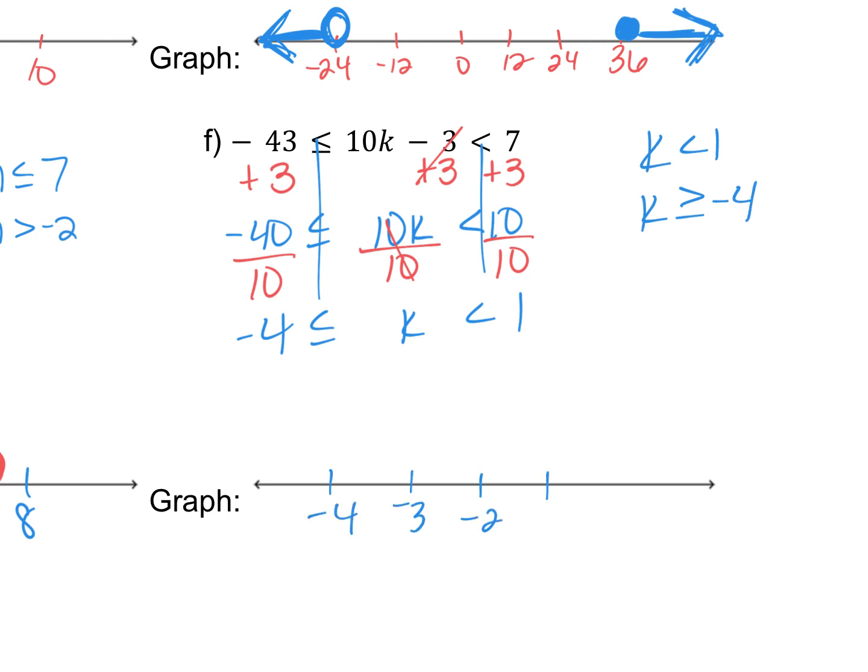So negative 4, negative 3, negative 2, negative 1, and 0. Cool. So open dot, oh, I guess I need to go to 1. Sorry, I thought it was a 0. Okay, so open dot at 1, closed dot at negative 4, and it's less than 1 and greater than or equal to negative 4, so they connect. It's an and.